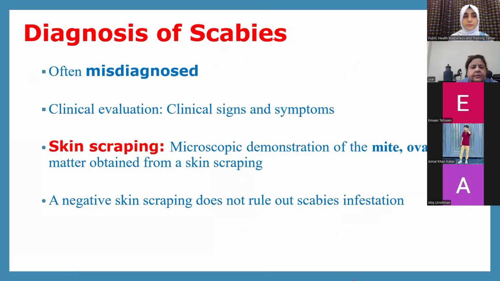Diagnosis of scabies is often missed because of reliance on clinical evaluation, clinical signs and symptoms. We can check it from skin scraping, with microscopic demonstration of mites, ova, and fecal matter obtained from the skin scraping. This method is very important. We can test and diagnose the scabies patient by this method of skin scraping. You will see the mites, ova, and fecal matter clearly under the microscope. A negative skin scraping does not rule out scabies infestation.